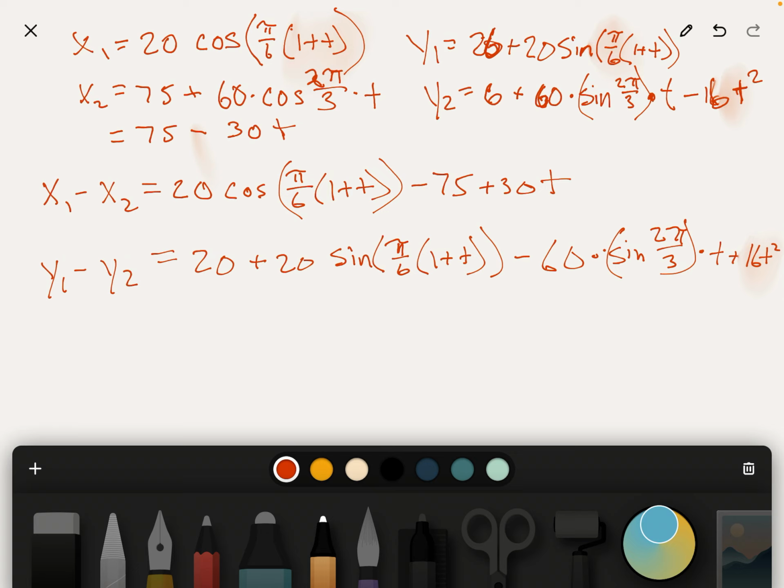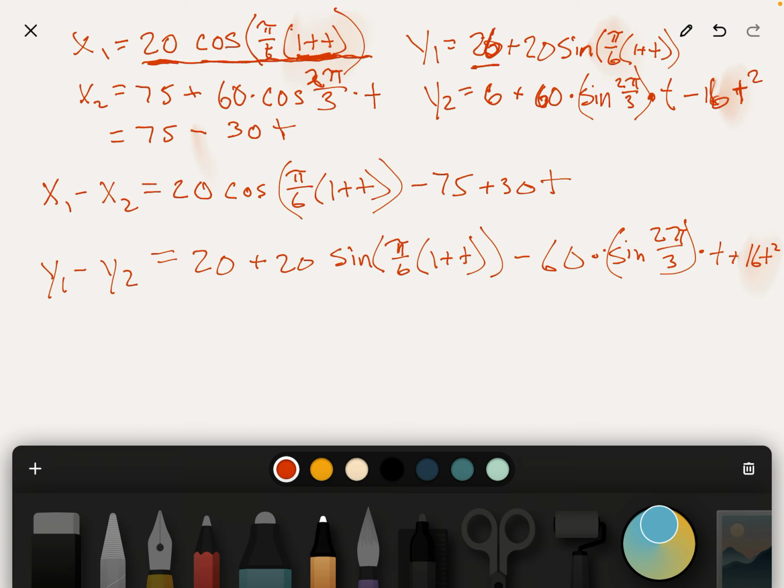that's what I did. So anyway, x1 is 20. That's the radius of the Ferris wheel. That's where that comes from. And her x-coordinate is going to be related to cosine of pi over 6, that's the 30 degrees, times the quantity 1 plus t. And that's because she starts off at 30 degrees. That's where the 1 comes from. And then every second adds another 30 degrees, or pi over 6. So I hope that makes sense. That's x1. That's pretty simple now.